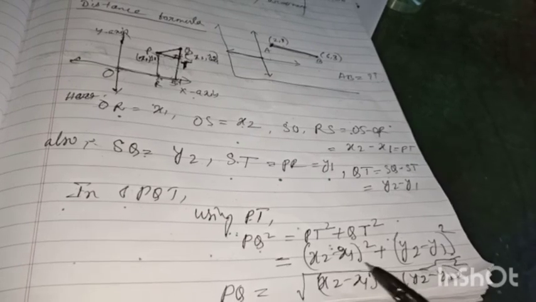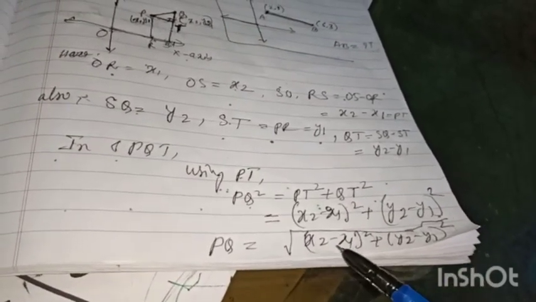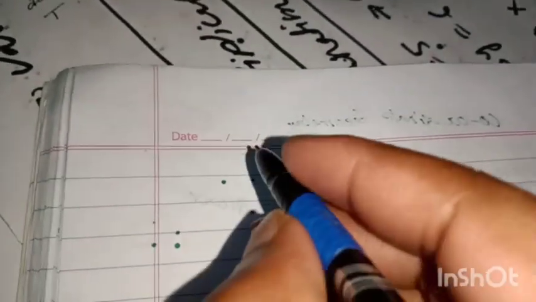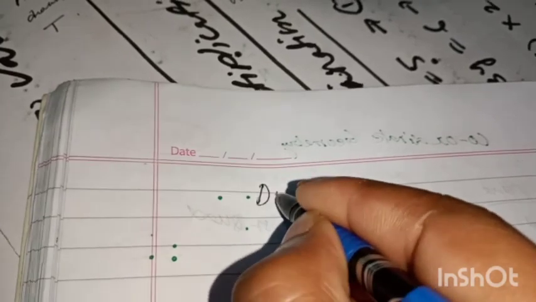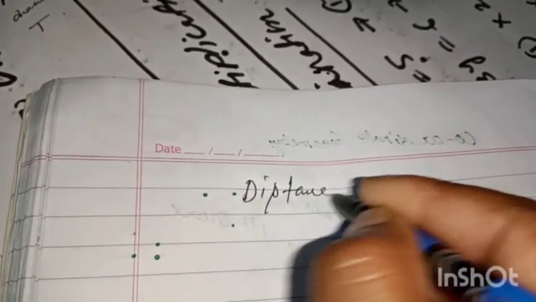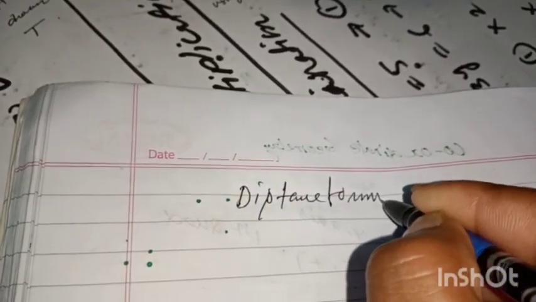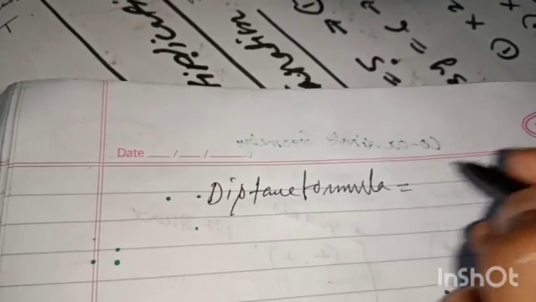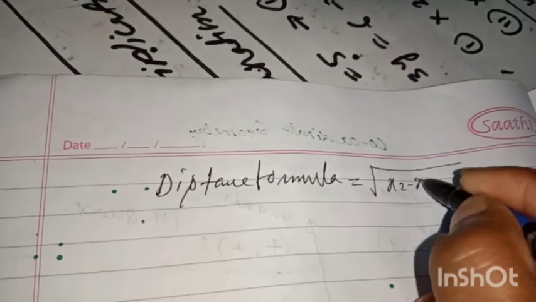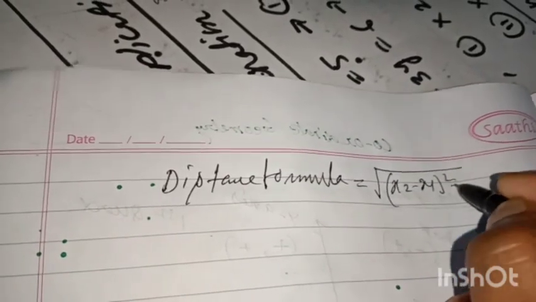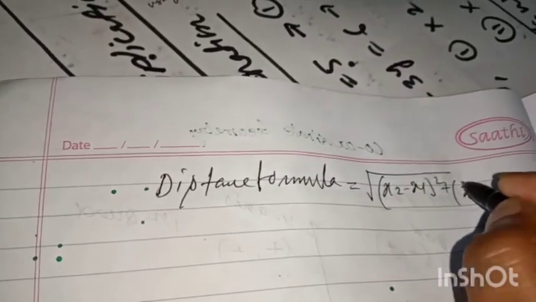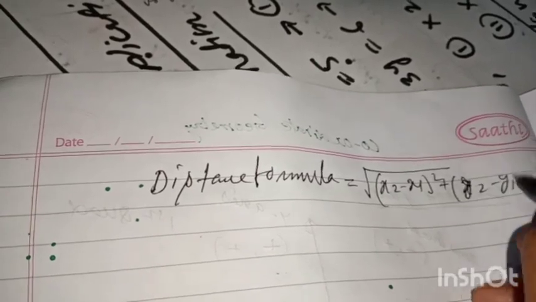After that we put the values. Then we got this one. PQ is equal to what? Root over X2 minus X1 whole square plus Y2 minus Y1 whole square. So we got what? Distance formula. Means you can use this formula for any 2 points to find out the distance. What we got? Root over X2 minus X1 whole square plus Y2 minus Y1 whole square.